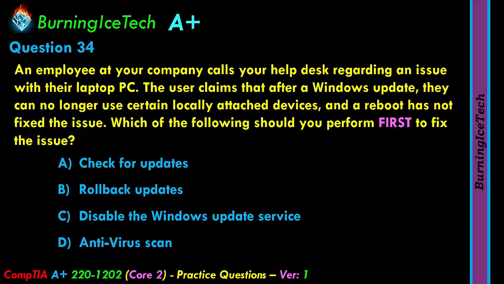So this individual claims they've done a Windows update, and now for some weird funky reason, locally attached devices don't actually work anymore. So what could possibly fix this? Could we check for updates? That is plausible, but if this update literally just took place, chances are there might not be another update available that's going to fix this issue. This user might have to wait a couple of days, couple of weeks, possibly months even, before there's an update available that's going to remedy this issue. So checking for updates could theoretically fix the issue, but it's not going to be the best solution, and it's definitely not going to be an immediate solution. So A, I'm going to say is plausible for now.